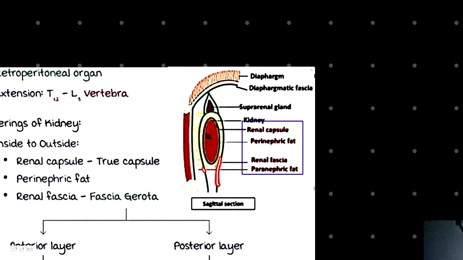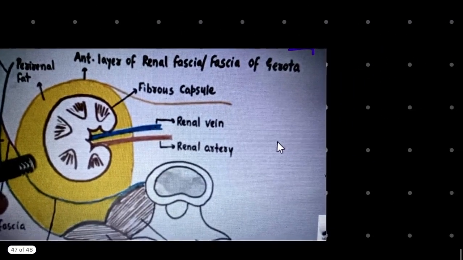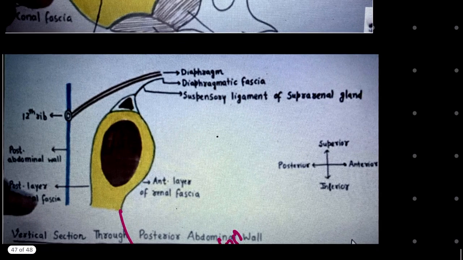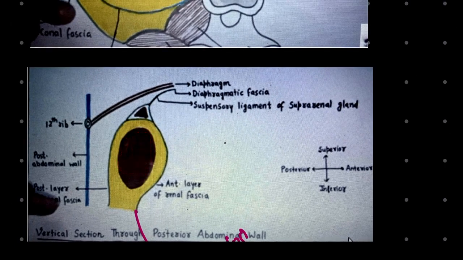The lower region of renal fascia, they are not connected with each other. You can see what this is. This is our anterior surface of renal fascia. As you can see in this diagram, it is more clear. This is our kidney, right? This is the anterior layer of renal fascia. This is the posterior layer of renal fascia.